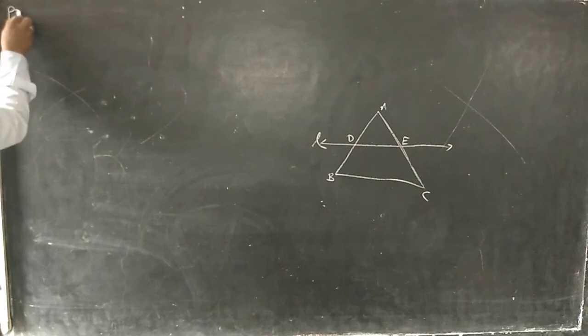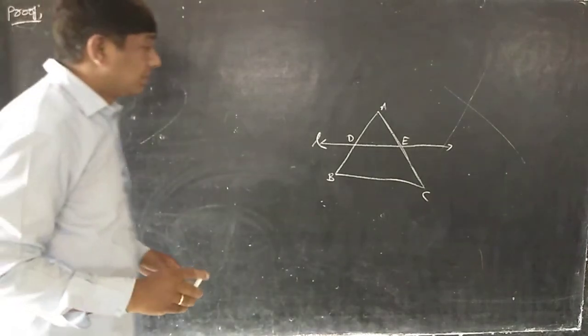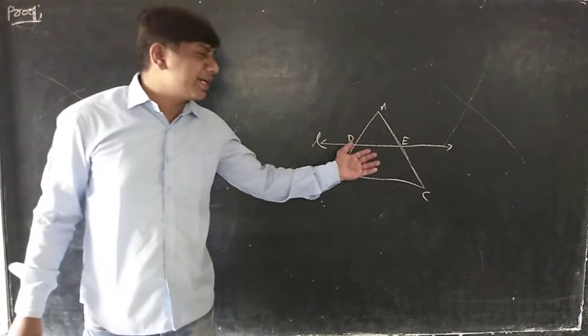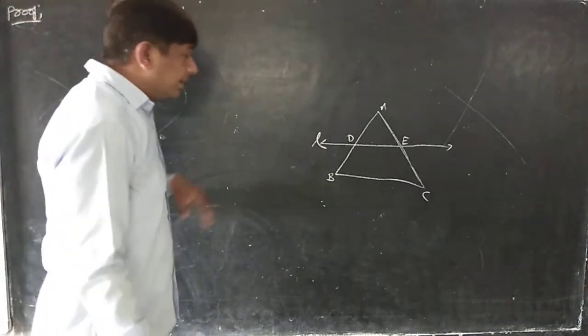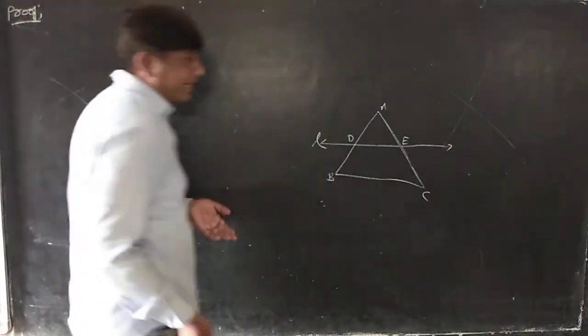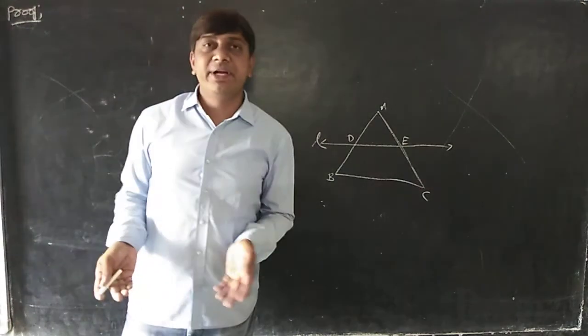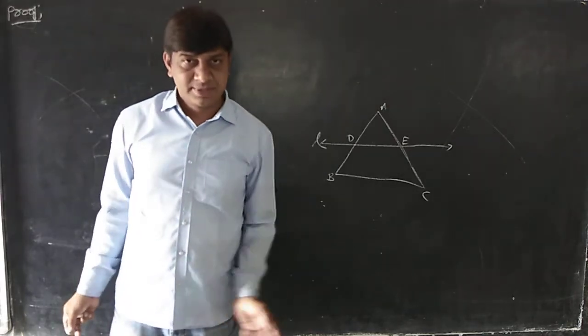Now, proof. The given information is not enough. A little bit of changes I require. So I don't have a direct way to prove that this is parallel to this one. I don't have any other option. When we don't have an option, then we go with the contradiction method.